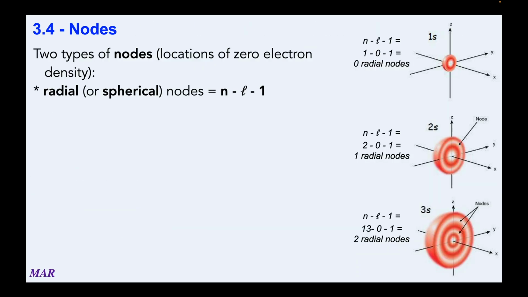Nodes are places where the wave doesn't exist. And we saw in standing waves, there were places where the wave went up and down, and right in the middle was a node. There was no density.